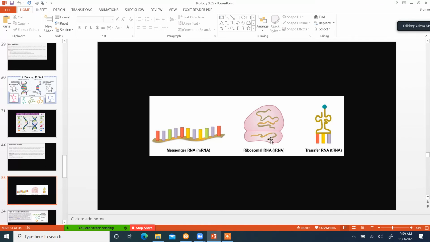So ribosomes, Yusuf, do you remember what ribosomes do in the cell? I think they make proteins, right? They make proteins. The ribosomes are attached to the rough ER, or they're sometimes floating around in the cell. The ribosomes have RNA within them, right? Now, you also have something called transfer RNA.